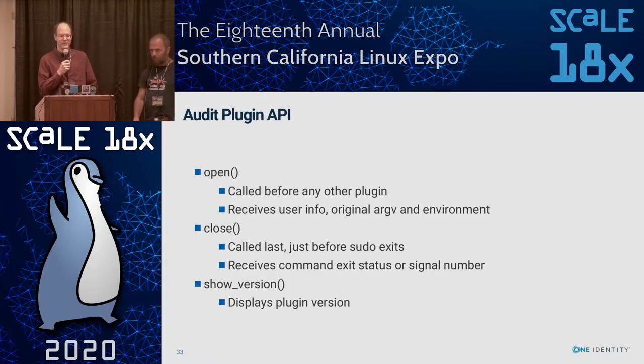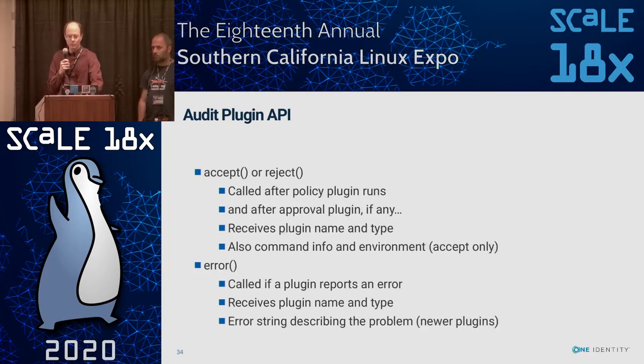So the API itself is very simple. There's an open call that gets called before any other plugin because it has to be able to receive an error message from anything. There's a close call that happens right before Sudo exits after the command is done, and that gets the command's exit status or its signal number if it got killed. There's a show version function, because all the plugins have this as a way to display the version to the user. And the real meat of it is the accept, reject, and error functions. As you might imagine, accept and reject get called after the policy runs and provides an answer, whether the command's allowed or not, and also after the approval plugin, if there's one of those, and we'll talk about that in a minute.